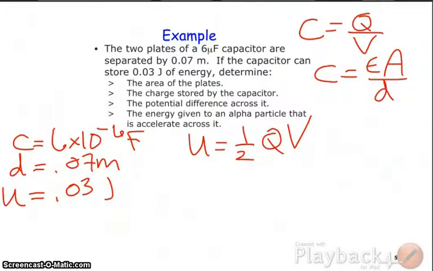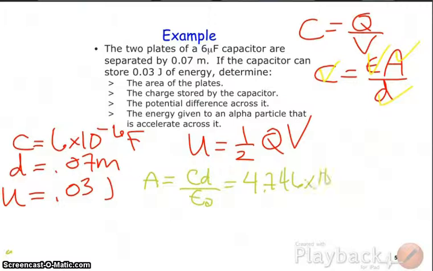Now we know we're looking for area, and we know capacitance, we know the constant, and we know the distance. So A equals C times D divided by epsilon naught. Plug in our values. Remember the constant, 8.85 times 10 to the negative 12, and you get 4.746 times 10 to the 16th meters squared.